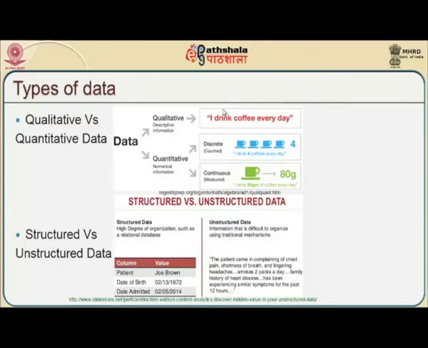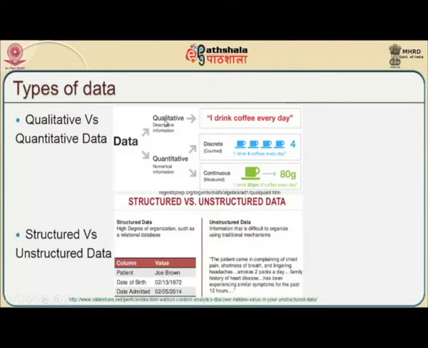Whereas when I want it to be quantitative, that means how much, specified in numbers, it becomes either discrete or continuous. Discrete means I can count the numbers, so I drink 4 coffees every day, where 4 is the quantity. By continuous, which can also be measured, I drink 80 grams of coffee every day. That becomes a value which can correctly specify the quantity.